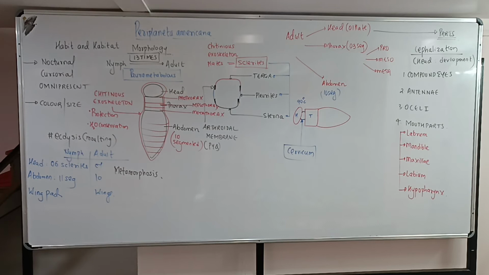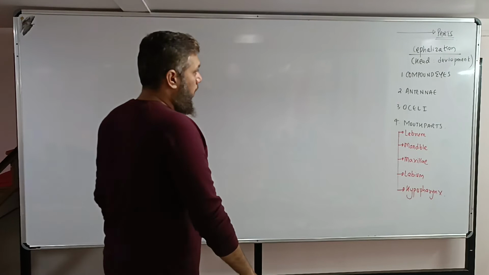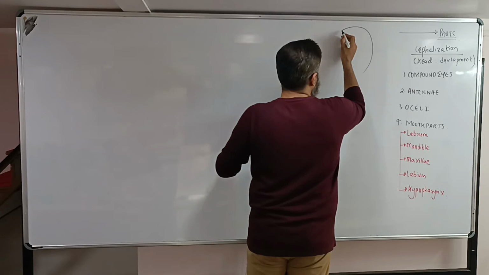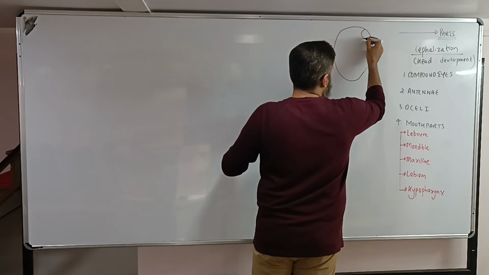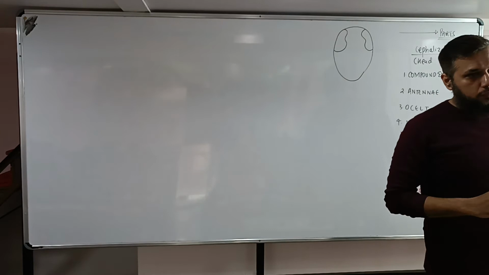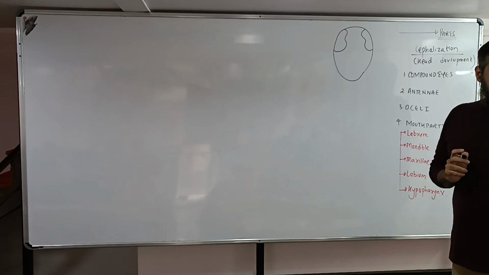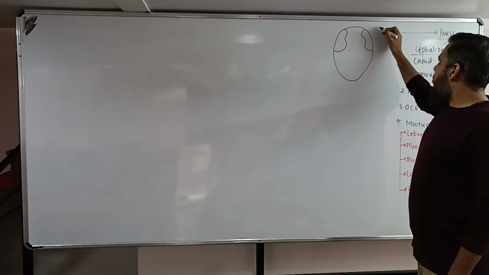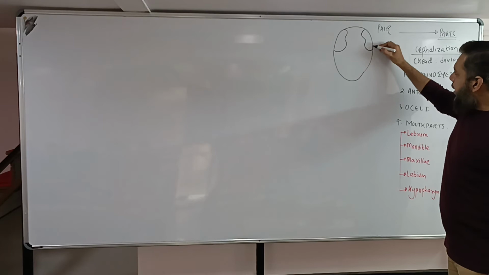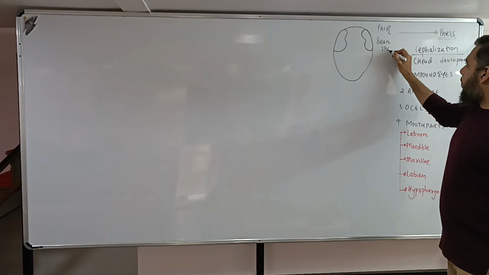So what's the first part we have mentioned? That it shows the presence of compound eyes. Laterally on the head, do you see the presence of a pair of compound eyes? So how many eyes are there? There are a pair. Can I say the shape of these eyes is kidney shape? Yes, sir. Or I can use the word V shape.